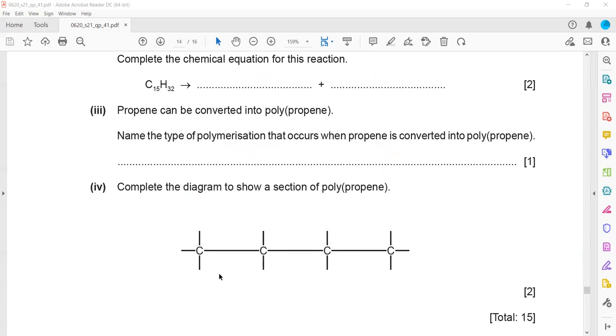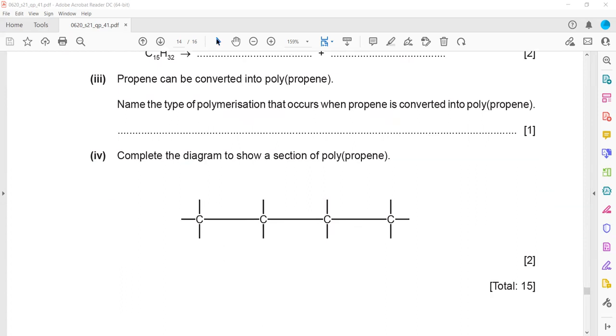Then propene can be converted to make polypropene. Name the type of polymerization that occurs. Remember, in alkenes, what kind of polymerization occurs? It gives an addition polymer. Then we have to complete a diagram for a section of polypropene. Now, how to complete a diagram for this?